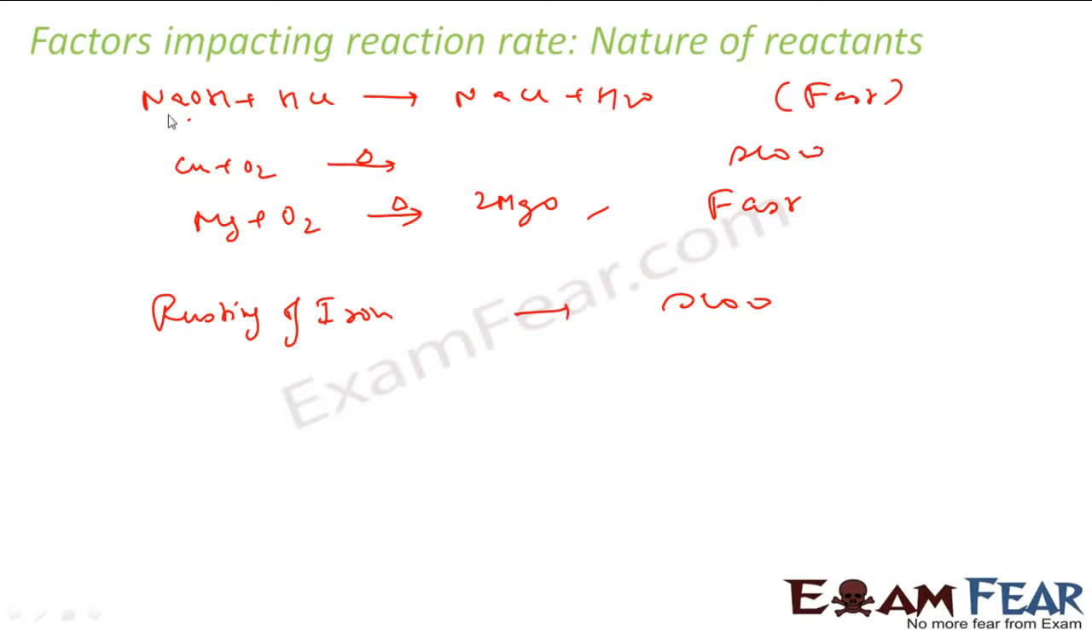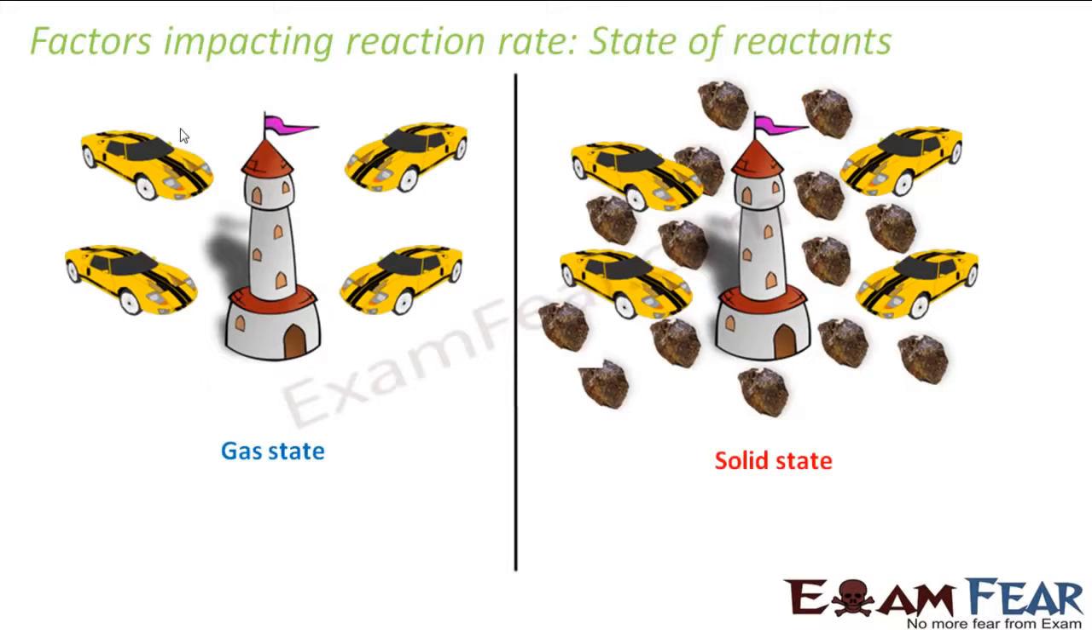So in all these cases, the nature of the reactant determines whether the reaction is fast or slow. The next factor that impacts the reaction is the state of the reactants. State means whether it is in gas state, solid state, or liquid state. Let's suppose, in the same scenario, I have kept the target stationary just to explain the concepts, but generally the target is moving. Now, my reactants are the same in both scenarios, right? The reactants are nothing but the tower and the car. The car type is also the same. And again, the goal is, if the car hits this tower, that means the reaction happened. If the car breaks this tower, that means the reaction happened.